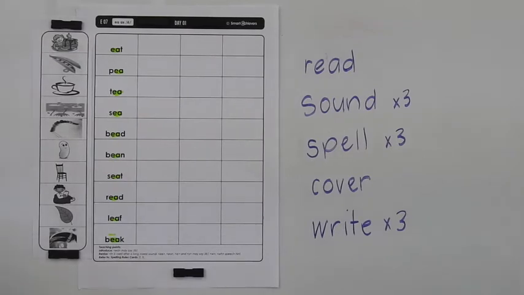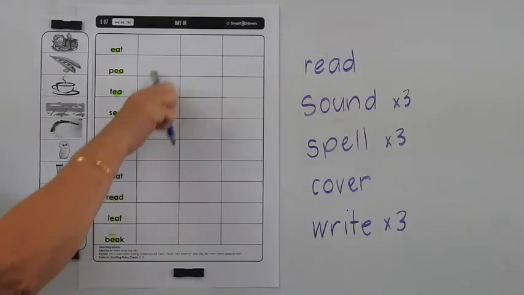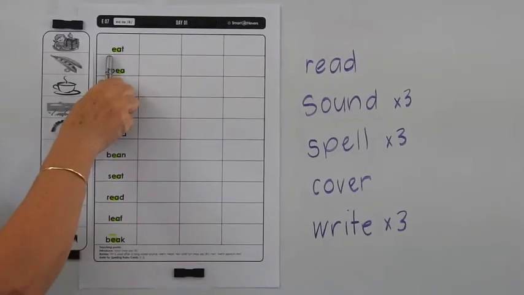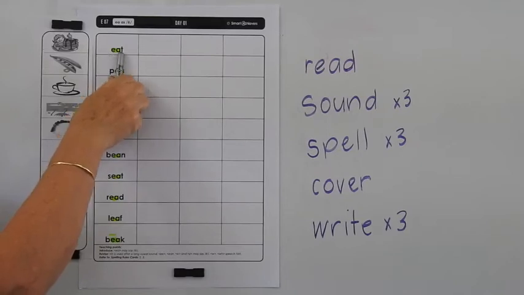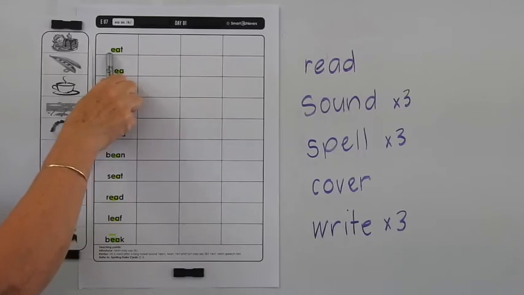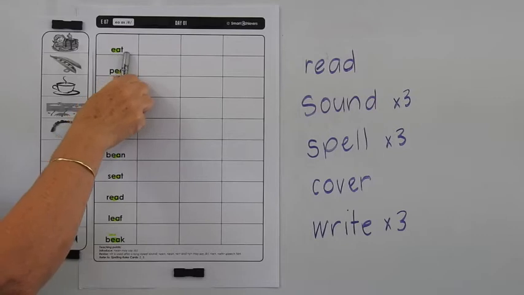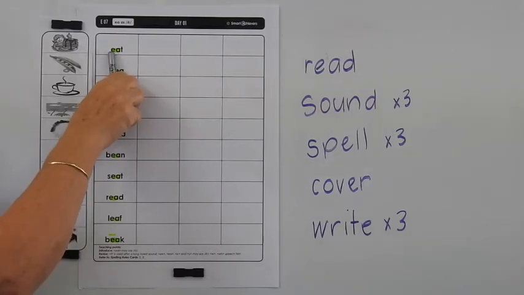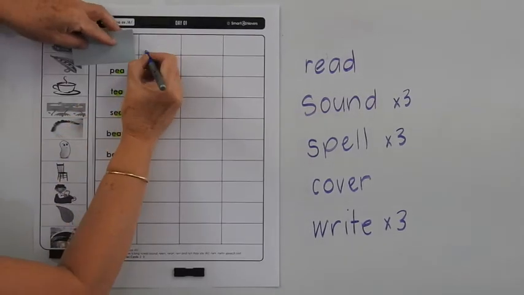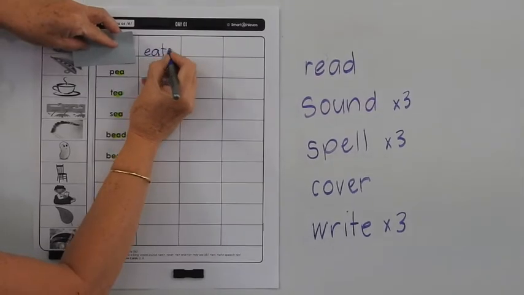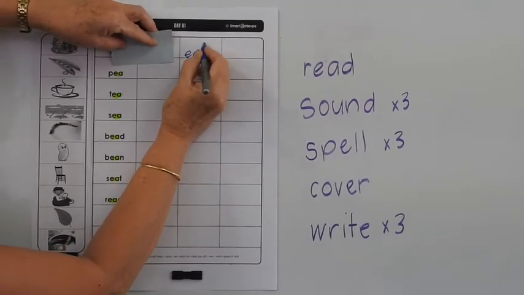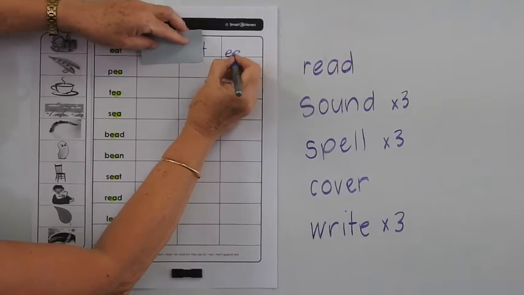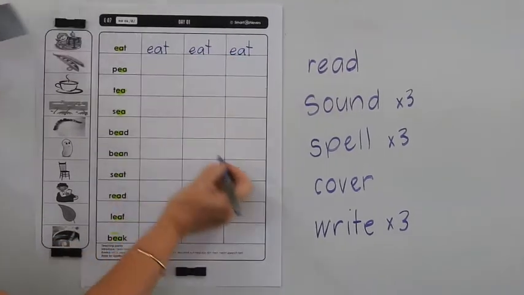Now we're going to read them, sound them, spell them, cover them and write them 3 times. I'll only do the first line with you, you can do the rest of them on your own. So we go, eat, E-A-T. Cover it and write it 3 times without looking. Right, you can finish off the rest of that page on your own.